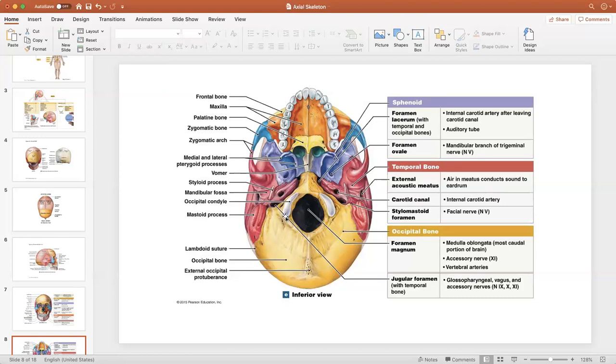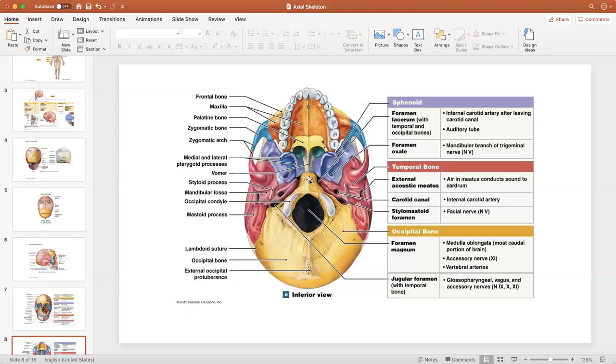Okay, you can see here on the occiput, we have the occipital condyles. This is where the occiput sits on top of the atlas, the first vertebra. The first vertebra has the articular processes for the occipital condyles. Okay, so this sits on top of the spine.